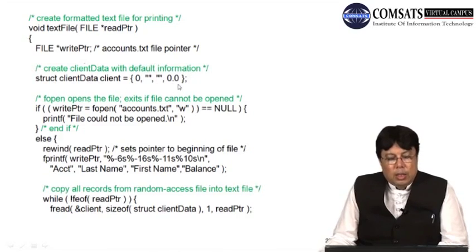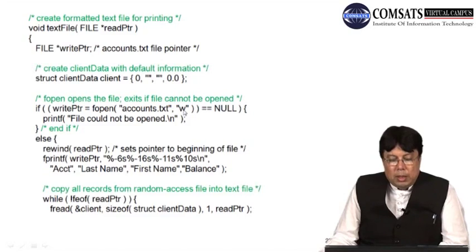We have created this empty structure, and then we have opened the file here in W mode, meaning write mode. After opening it, we rewind the read pointer, since the user may use it multiple times, so obviously you need to rewind it and set the pointer at the beginning. Then fprintf uses the pointer and these format specifiers to write into the file.